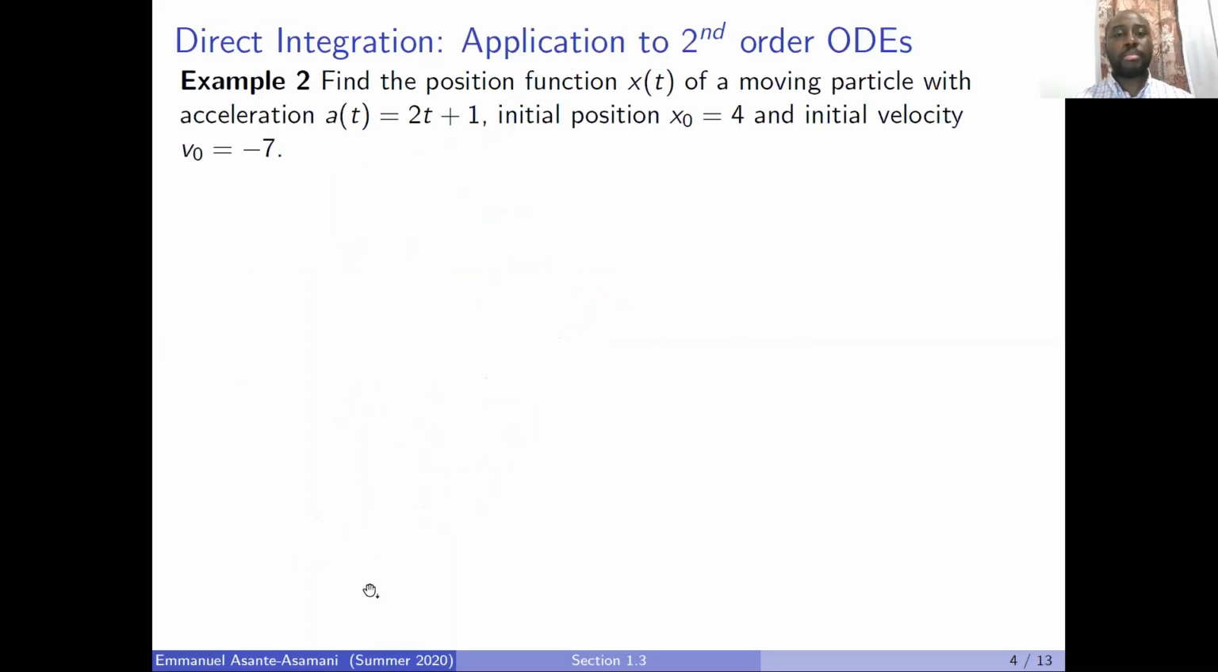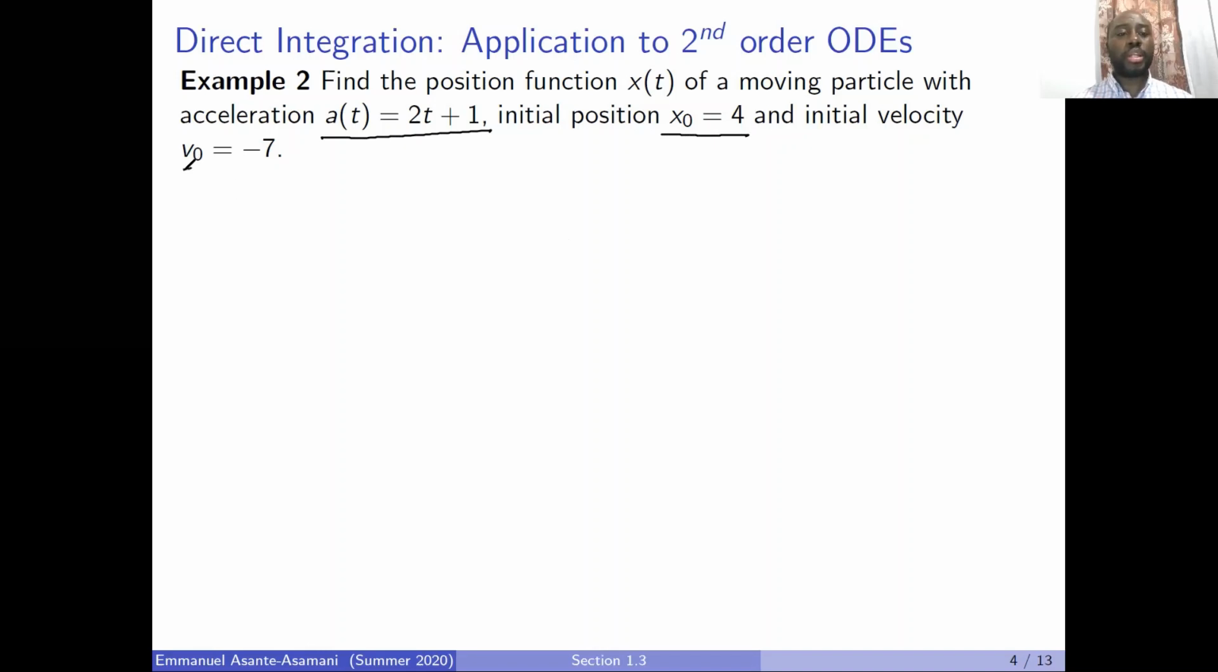Okay, so let's take an example that will allow us to extend this method to solve second-order differential equations. Find the position function x of t of a moving particle with acceleration given by this linear function here. We assume that we know the initial position of the particle, and we also know the initial velocity. Okay, so our goal is to find x of t, which is a position function, right? So the question is, well, where is the differential equation? Because right now we don't see any derivatives flying around.